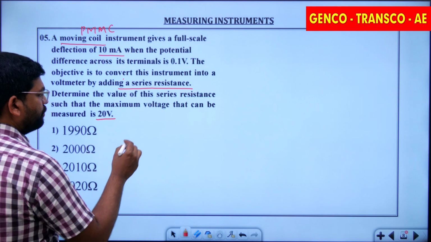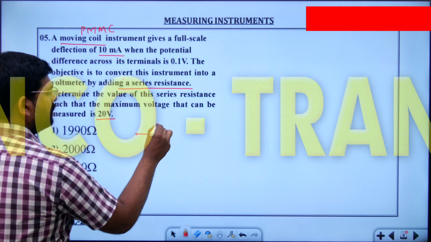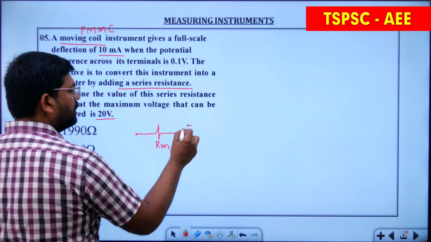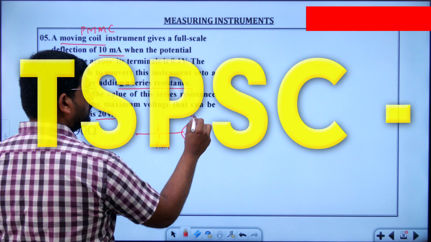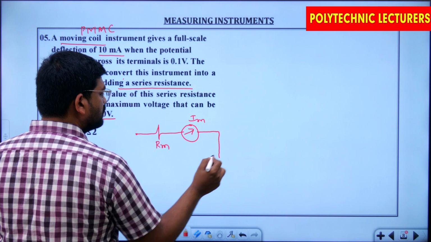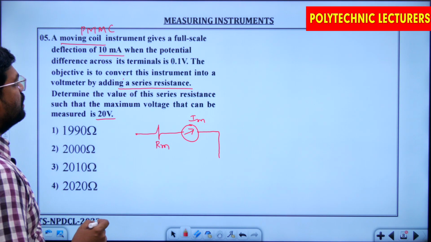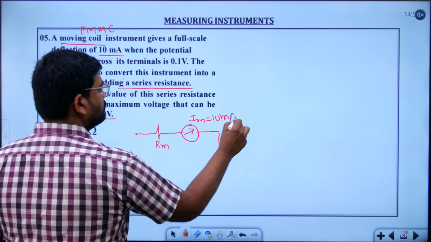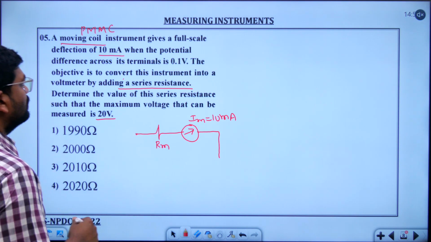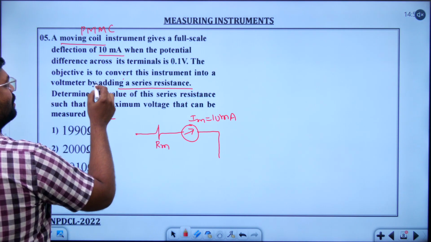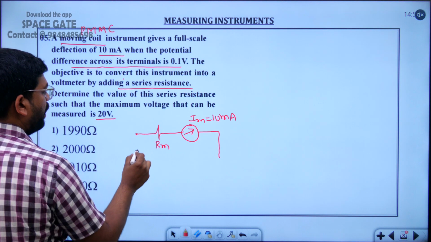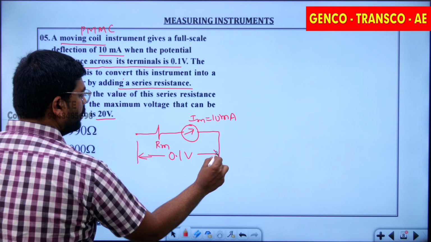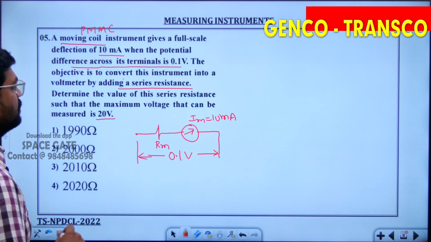Now observe what we can do here. In the basic circuit representation, we generally represent the resistance of the meter, and full scale deflection we indicate with current, right or not? The moving coil instrument gives full scale deflection of 10 milliampere. The meter resistance is not given, but he has given the potential difference across the terminals as 0.1 volts. So here voltage is 0.1 volts, so that you can find the meter resistance, right or not?